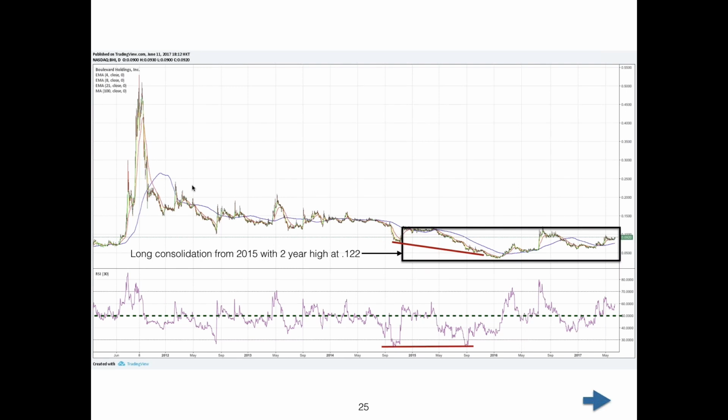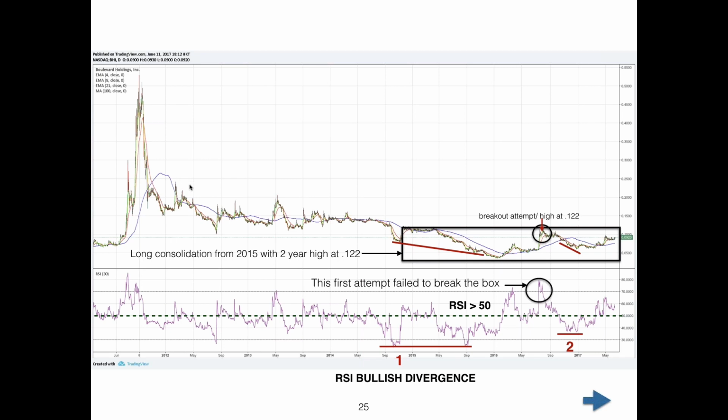There were two bullish divergences spotted within the consolidation box. Now it tried to break above the 122 box top previously. However, that failed. RSI broke out as well, but also failed to hold above the RSI 50 level. Now this was the first attempt of RSI to break above 70.